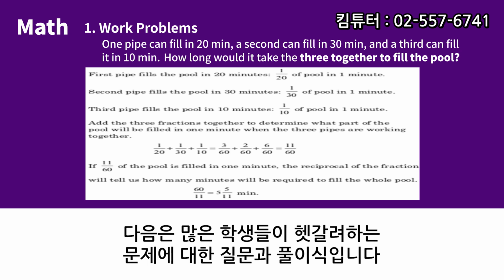So the first pipe fills the pool in 20 minutes, and therefore 1/20 in 1 minute, the second 1/30 in 1 minute, and the third a tenth of a pool in 1 minute. We add the 3 fractions together to determine what part of the pool will be filled in 1 minute when the 3 pipes are working together, and therefore the answer is 11 over 60, and taking the reciprocal of that, the final answer would be 5 and 5 over 11 minutes.